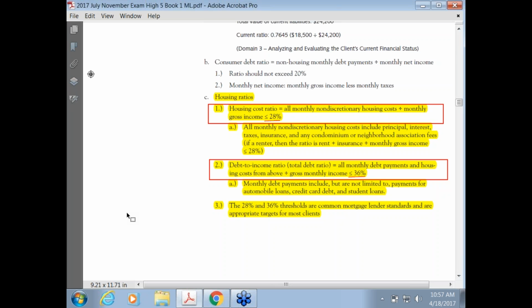And the next one then, debt to income. Now here we're picking up not only the housing costs, but other monthly debt payments as well.